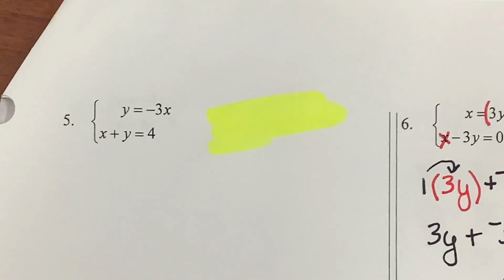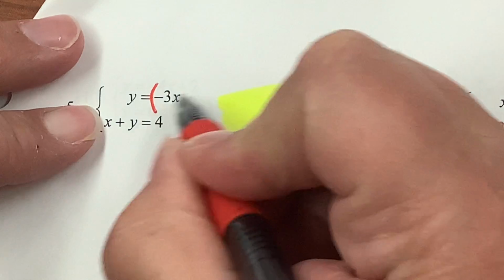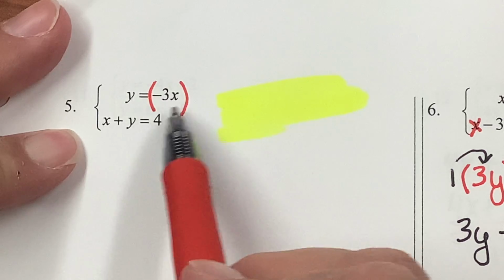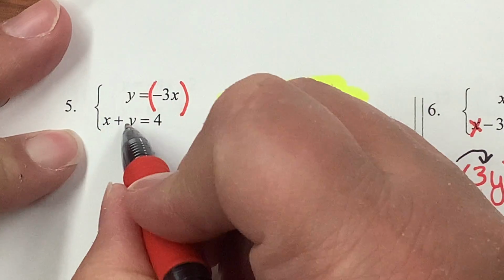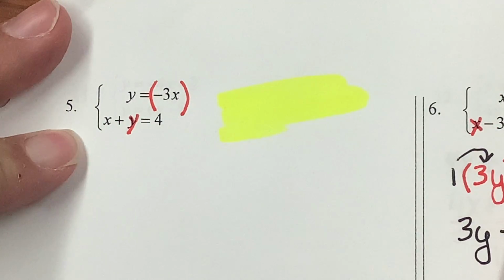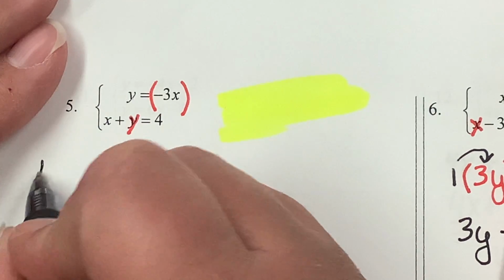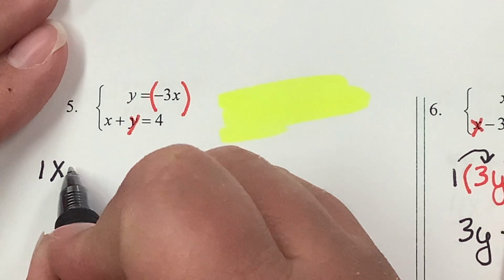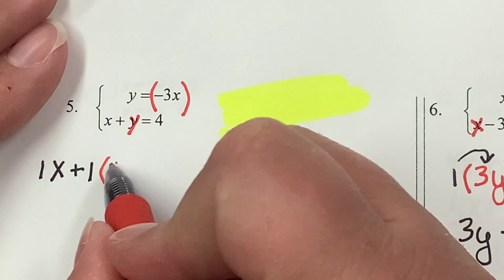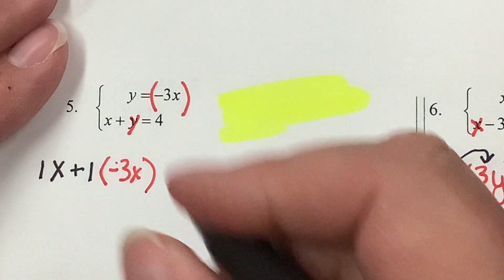I'll make it nice and big so you can see. And I'm going to put parentheses around the negative 3x. Y is isolated, and you're going to use negative 3x in place of y. So it's going to come down into this expression. And it doesn't have a coefficient, but I'm going to use a 1. So here we go. There's no coefficient on x, so I'm writing 1x plus 1. And the part that you're substituting goes in red.